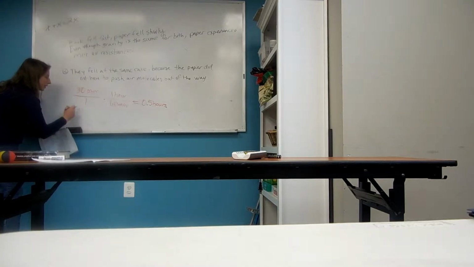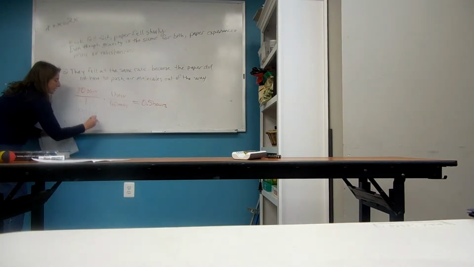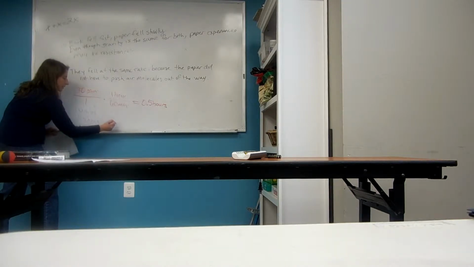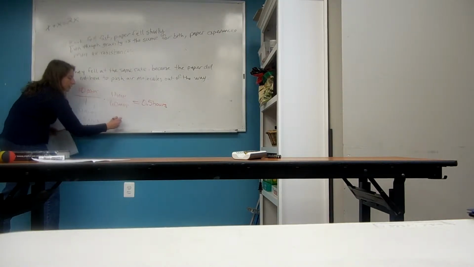And then we divided by 0.5. She did 10 miles divided by 0.5 hours. So we gave you your answers. And then what do we get? 20 miles per hour.